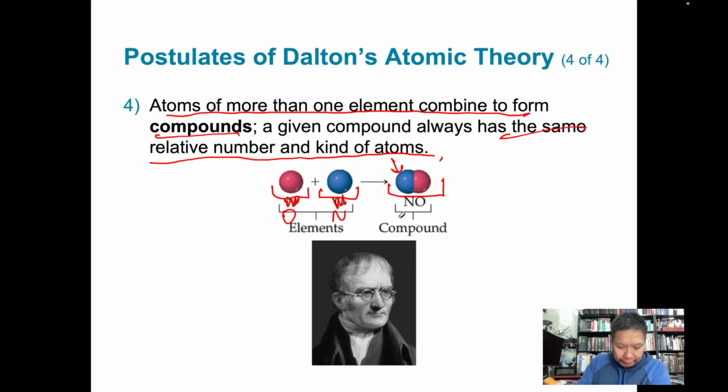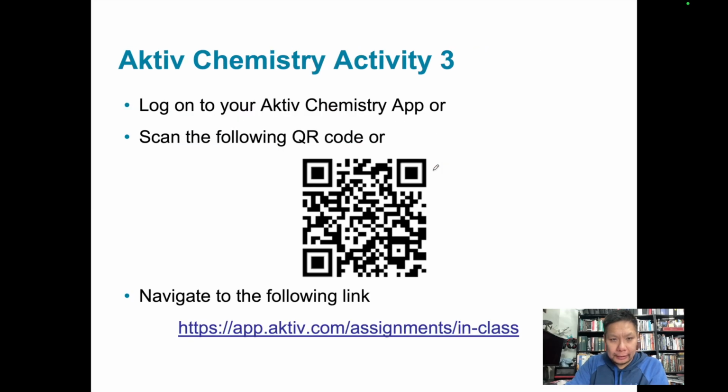Here we go. So anyway, back to what I was saying. If you have one oxygen atom right here, and it combines with one nitrogen atom, the resulting compound, nitric or nitrous oxide, I can't remember which one it is, the NO right here, will also have one nitrogen and one oxygen. That is the fourth law, or fourth postulate, of his atomic theory. So this is the third question right here. You need to answer this question on active, okay?